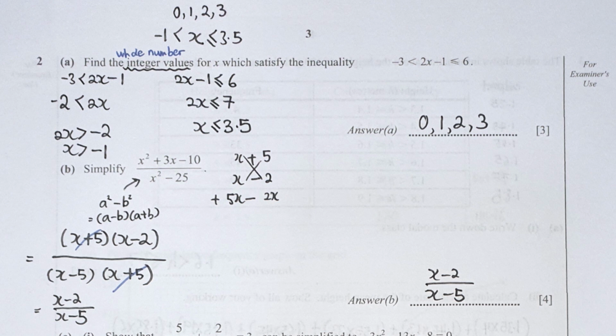For the denominator, x squared minus 25 can be changed into x squared minus 5 squared. So when it is square minus square, you can break it down into x minus 5 and x plus 5. Since x plus 5 is repeating here, get rid of it. You will get your result as x minus 2 over x minus 5.